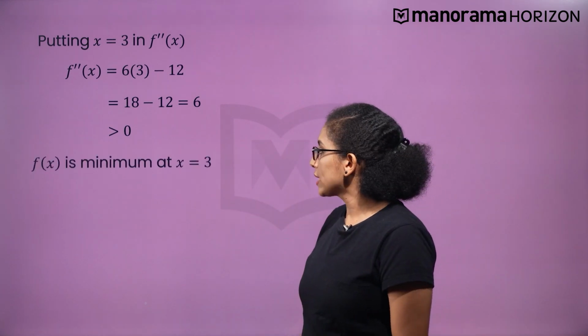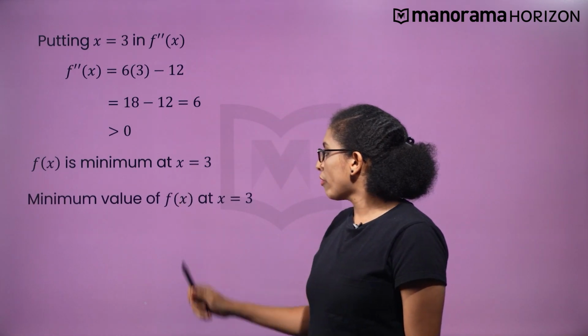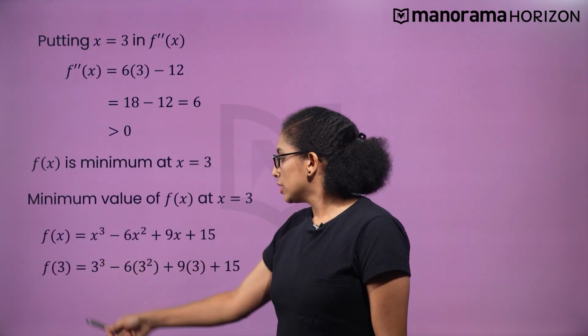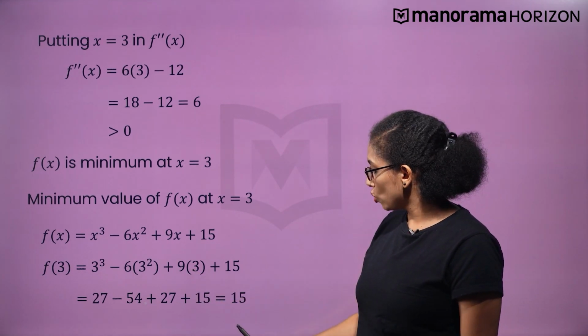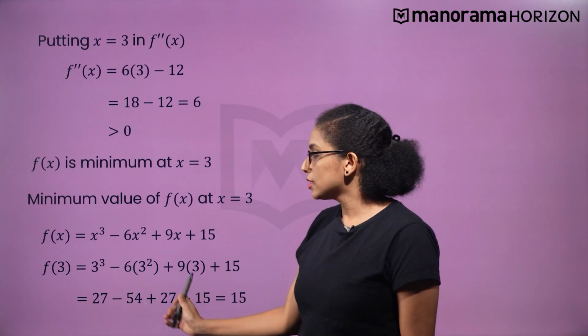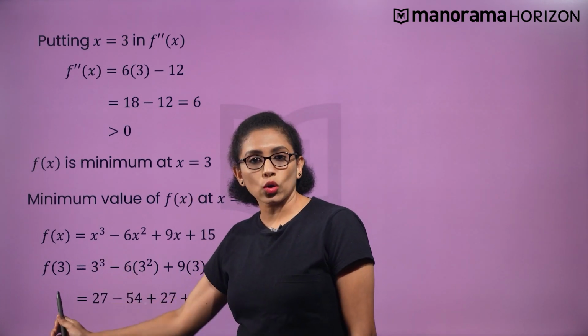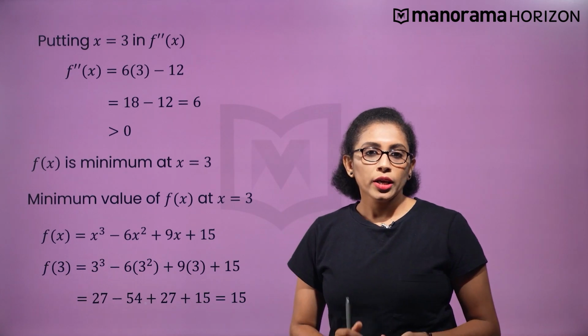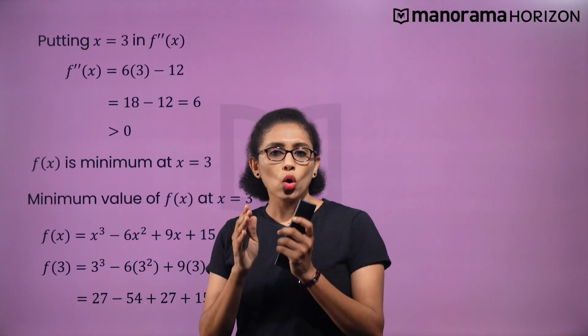Now, we need to find the local minimum value. For that, put x is equal to 3 in your f of x, and you get the minimum value f of x is equal to 15. So, on solving, we get the result as 15. So, the minimum value, we get it as 15 at x is equal to 3. Right? Now, let us concentrate on the maximum and minimum value of a closed interval.